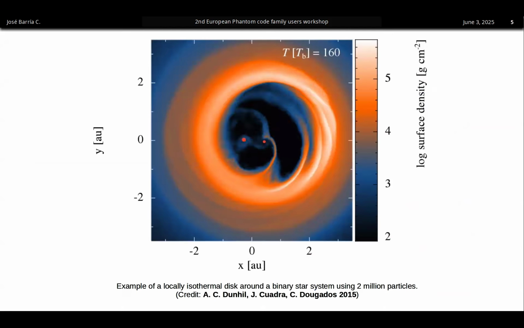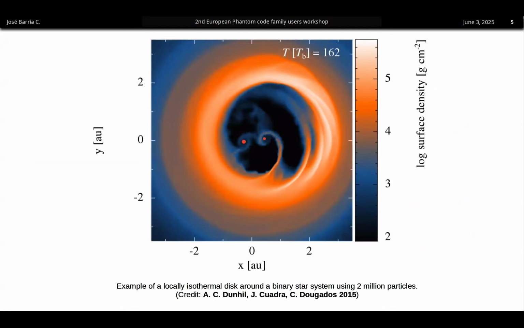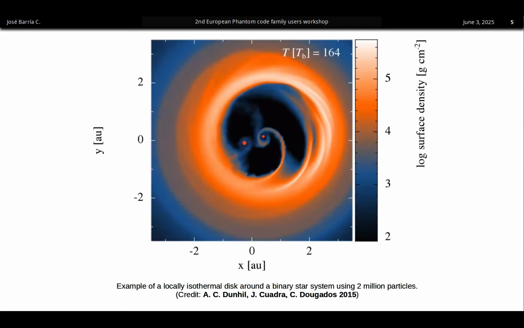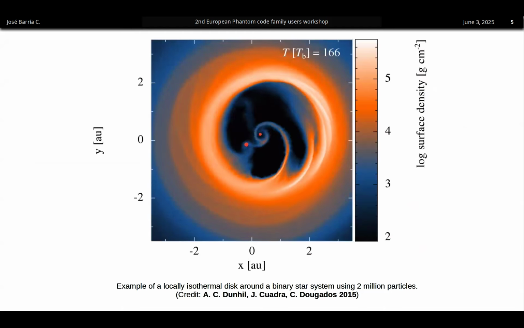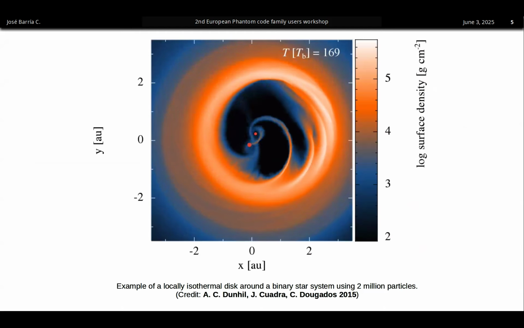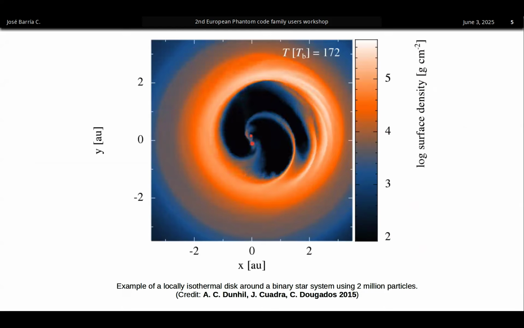So in this animation from Dan Hill and Jorge Cuadra from 2015, they simulate a binary stellar system. I don't remember the name. They use 2 million particles, and here you have all the elements I mentioned. You have the circumbinary disk, you have these gas streams, the circumsingle disks, and also you see these density waves that propagate outwards from the binary, which are the ones we expect to see.